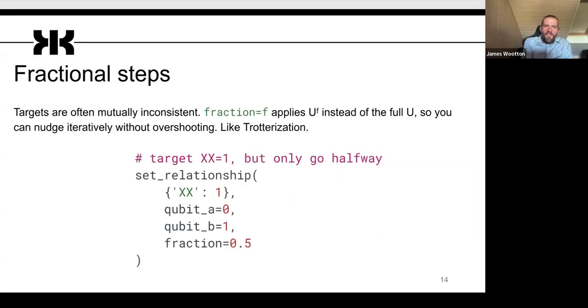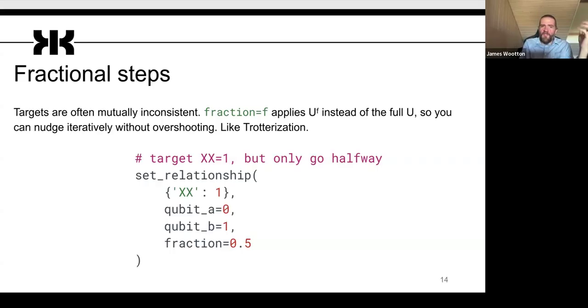Also, another thing to mention is that sometimes you might be doing some targets that are mutually inconsistent. You might be saying, I want this qubit to be in the Z equals 1 state, and I want these two qubits to be in the XX equals 1 state. And those two things aren't consistent. This is a bit of a spoiler for what's coming, but this is also something you might get when you've got a Hamiltonian, and one term in the Hamiltonian says point in the Z direction, and another term might say align these two in the X direction.